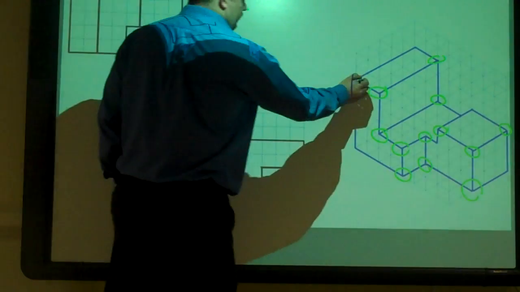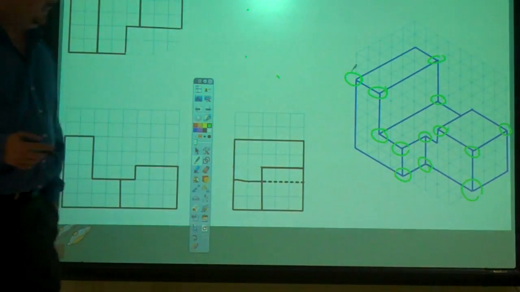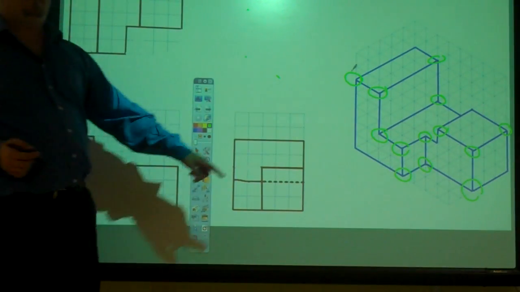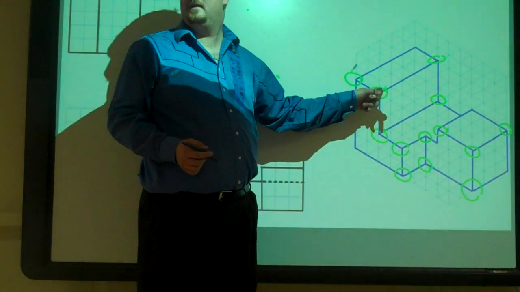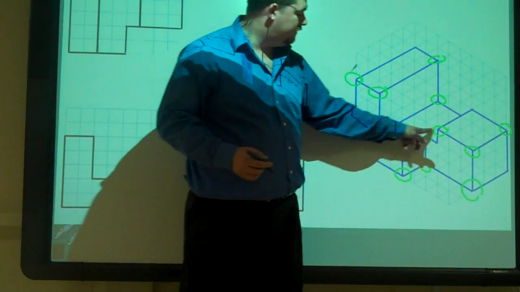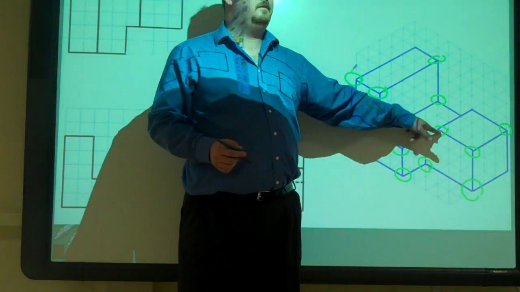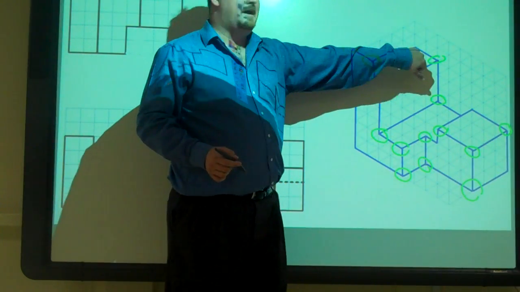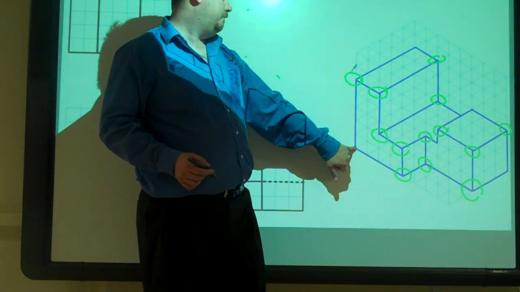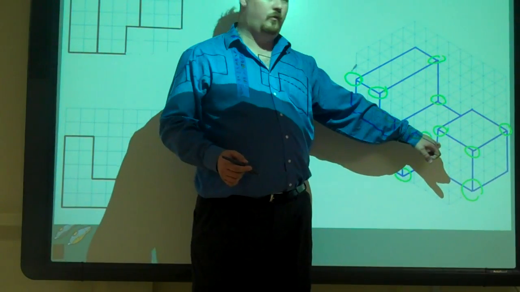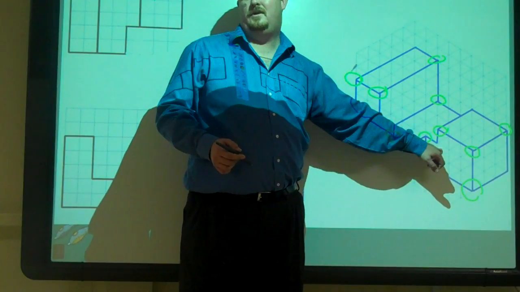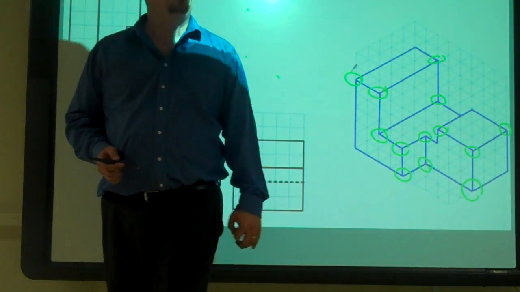Oh, and this one. They have three corners. Three, right? They have three lines going into them. So you can see most of the corners should have three lines connecting. Only if it's a back, a bottom, or an inside corner that you're not going to see, will it have two.